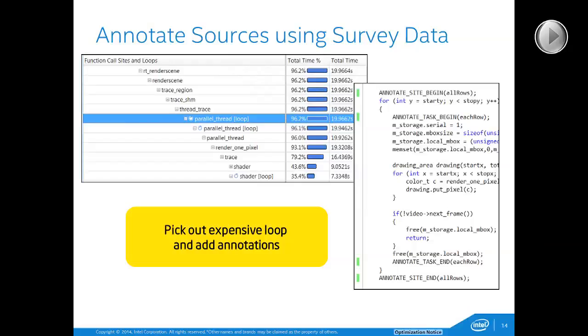And if you look at it here, this is a C++ example, you'll see that basically what we do is that we decide this is the section of the code that I want to try to parallelize. And you bracket that with a site begin and a site end. And then inside that site, you specify a task.